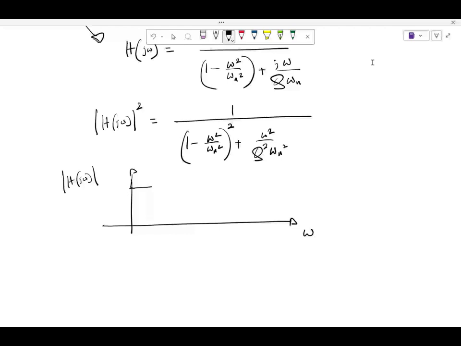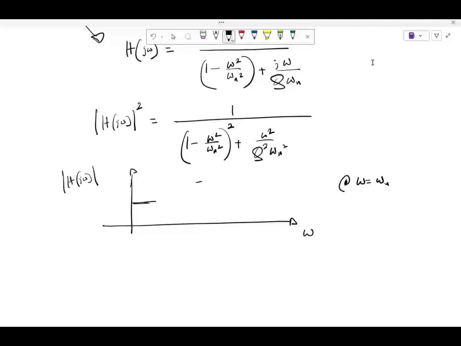Now the problem is that for a generalized Q it is difficult to draw a plot, because Q can be more than 1, less than 1, or 1, and depending on Q the plot can change a lot. But one thing we know for sure is that at omega equal to omega n, the value of mod of H(j omega) is Q. The square is Q squared, but this is Q. So if Q is more than 1, it will probably be somewhere here.